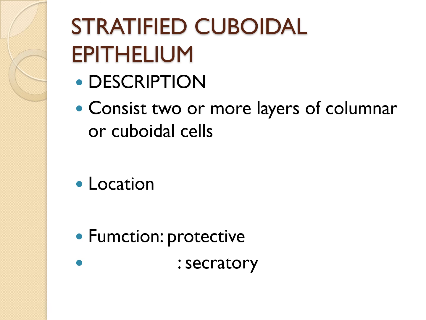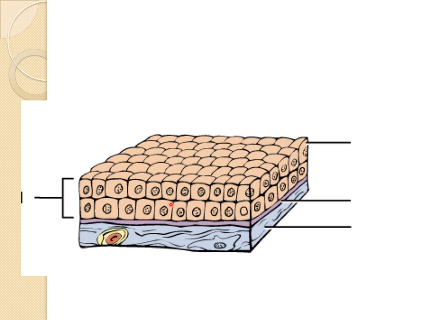Now stratified cuboidal epithelium. Its description: it consists of two or more layers of columnar or cuboidal cells. Mainly it consists of two layers of cuboidal cells and is found in the ducts of the sweat glands. So the main location is the duct of the sweat gland. Its main function is protective and secretory. Here you can see the stratified cuboidal epithelium in the duct of the sweat gland.